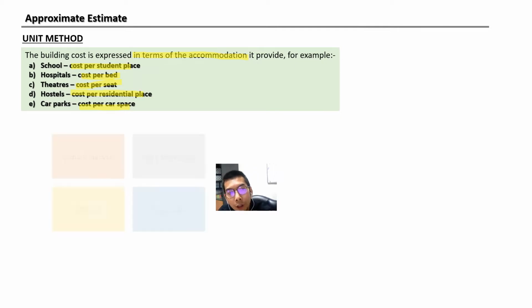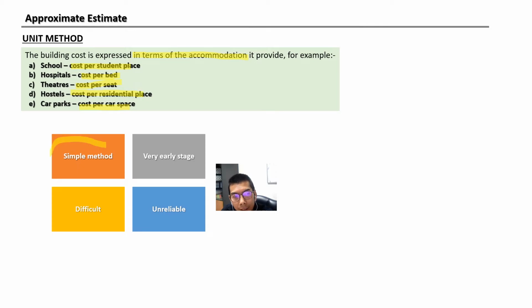So basically, this unit method is quite a simple method. It's straightforward, and it's applied at the very early stage. It means that even before the drawing is begun, you can apply this approximate estimate method using the unit method.